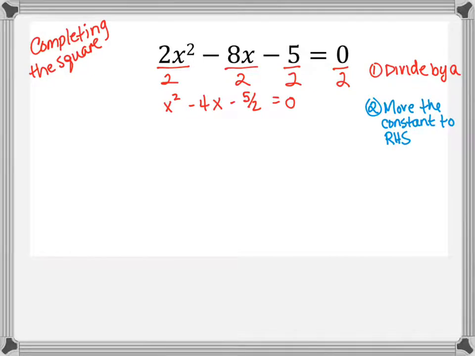Next, let's move the constant to the right-hand side. RHS stands for right-hand side. So I'm going to add 5 halves to both sides, and I will get x squared minus 4x equals 5 halves. And I will leave that space there because I'm going to fill it in when I complete my square.